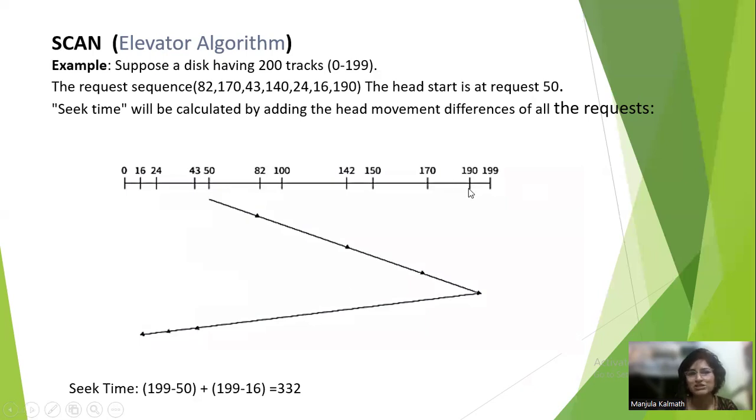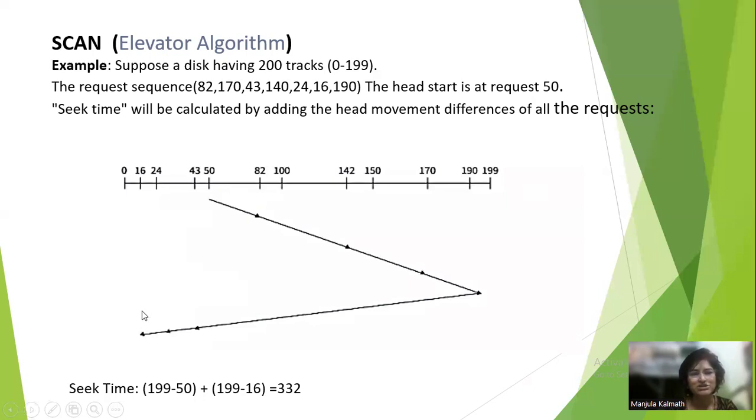In the case of the scan, it doesn't stop at 190, even though 190 is the last service. It goes to the dead end of this sequence, meaning the last track it will visit. Here the leftmost track is position 0 and the rightmost track is 199. It goes up to 199, and from 199 it takes its reverse path, giving service to all the other requests up to the last one.